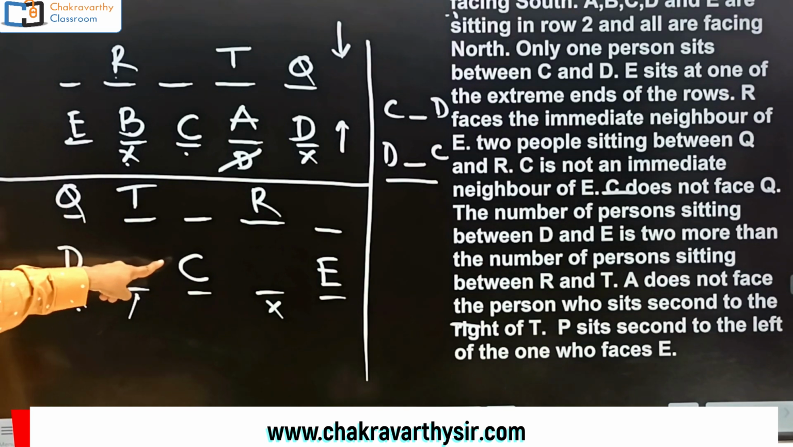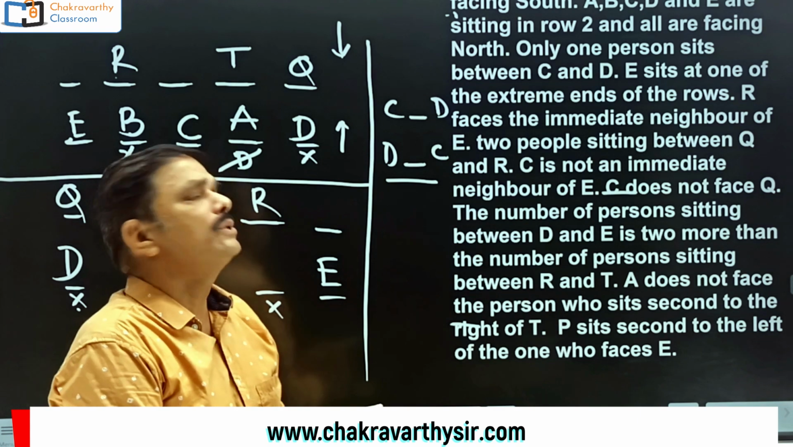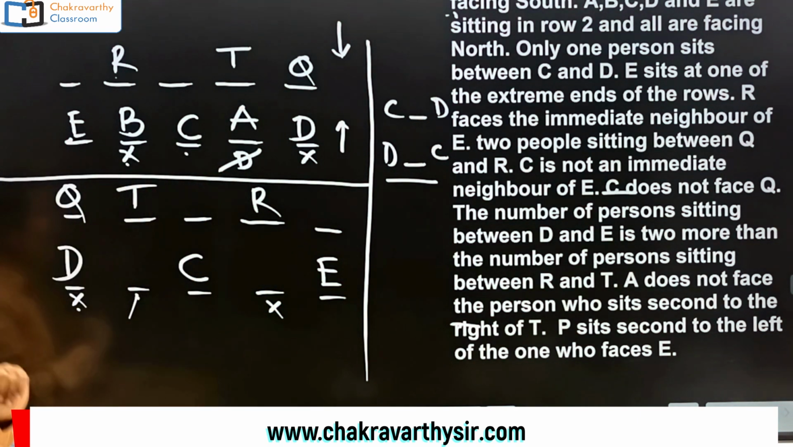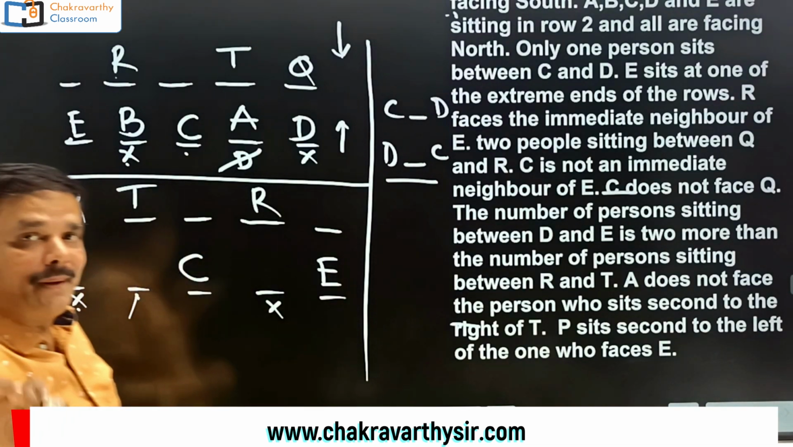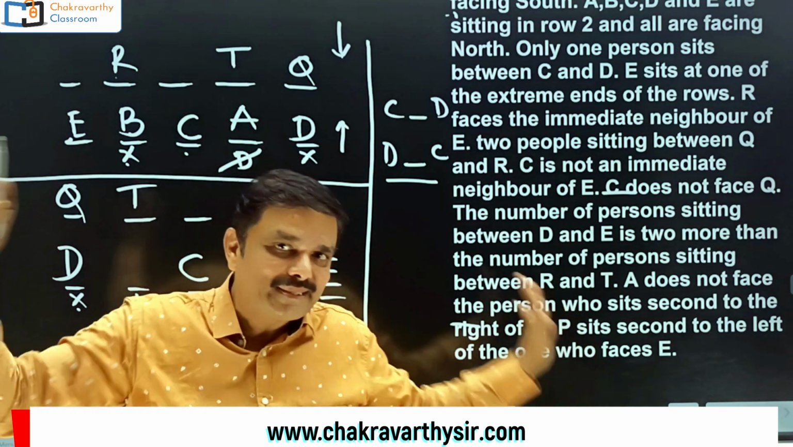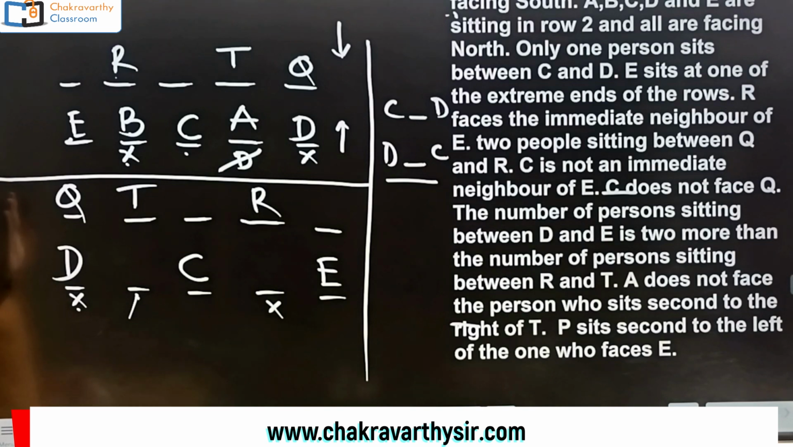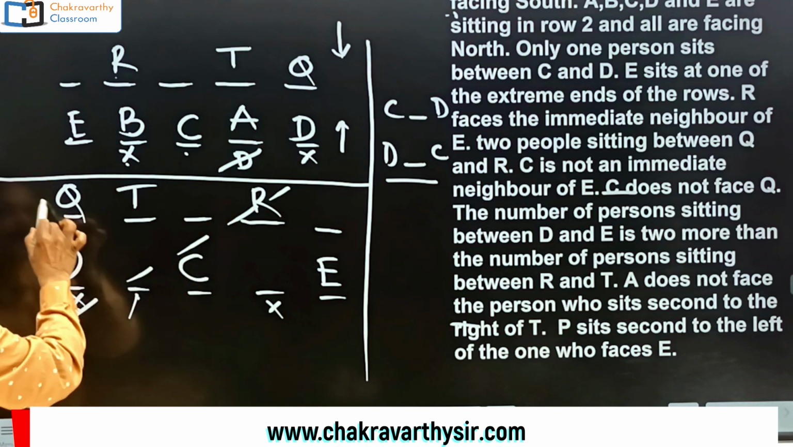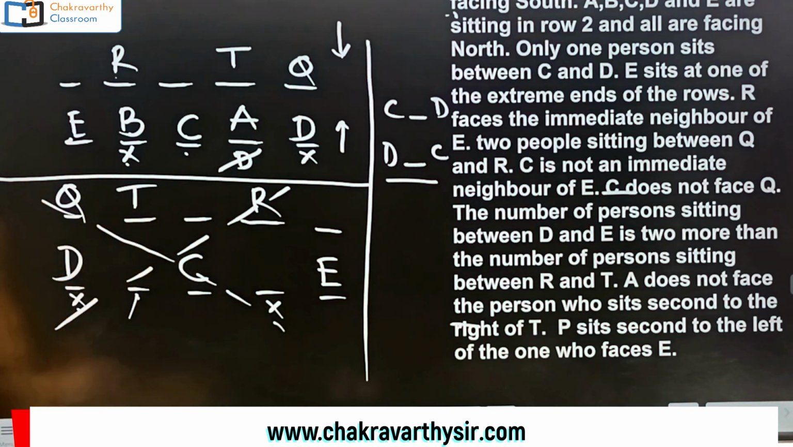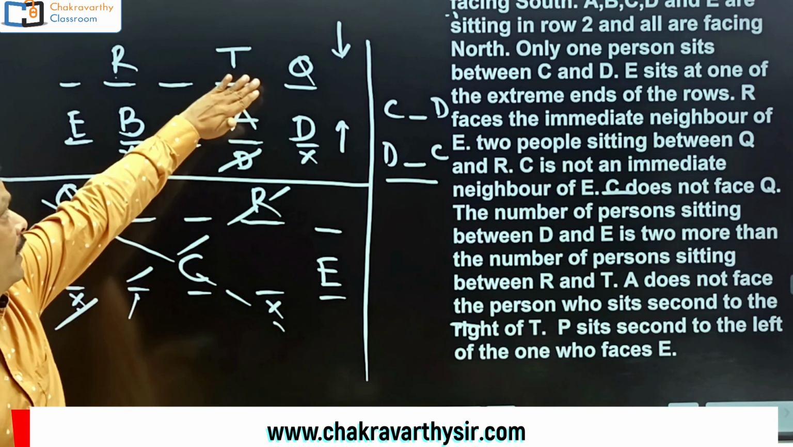Now try the same point with the next possibility. A does not face the person who sits second to the right of T. Here, this is T, and this is the right side of T. But according to this possibility, the second place to the right of T does not exist, isn't it? When this place does not exist, this arrangement is wrong. Now you got another success. Overall elimination between these two: this is eliminated and this one remains.